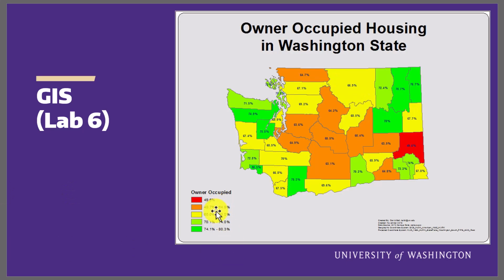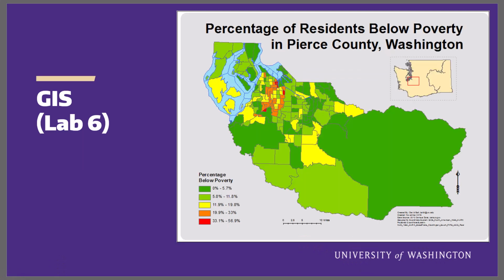Whereas this one with percentages and no underscores looks much better. This would be more of a B or an A level map. And then a different version. This is focusing on the county and poverty. Percentage of folks below poverty. So a little bit different part of Lab 6.